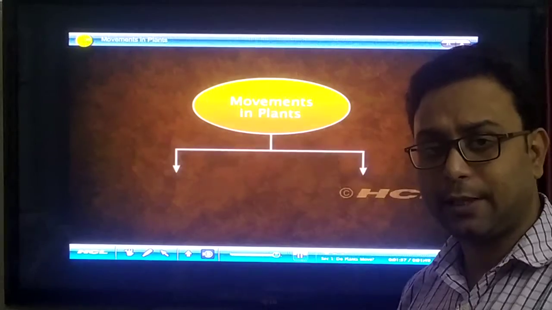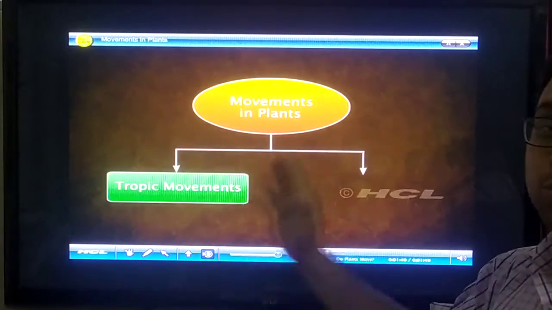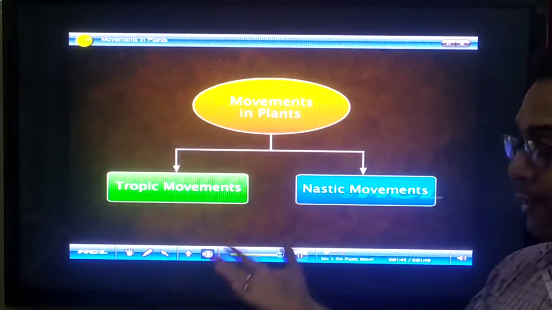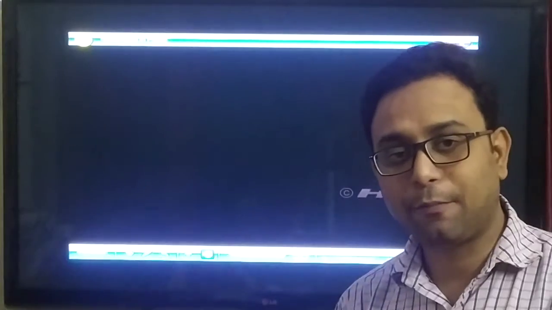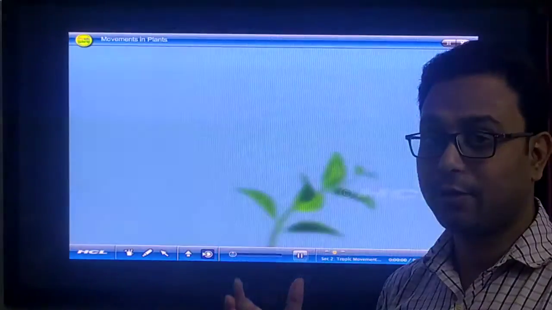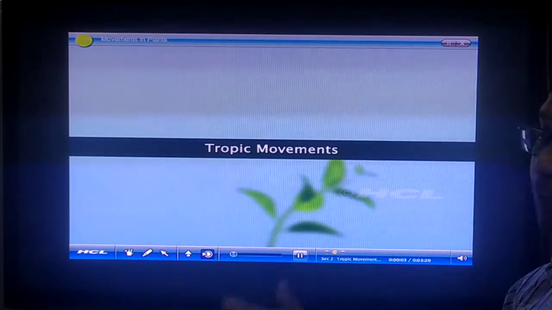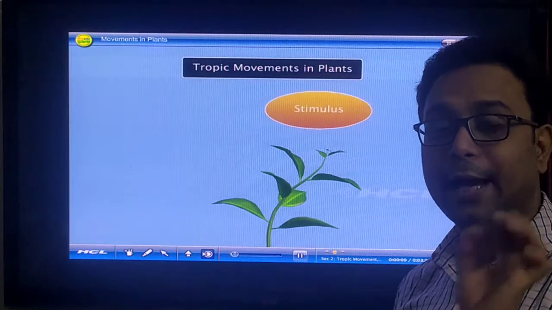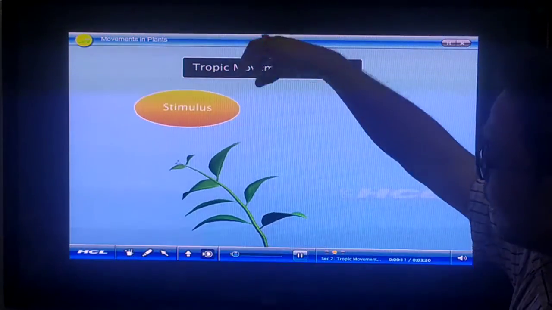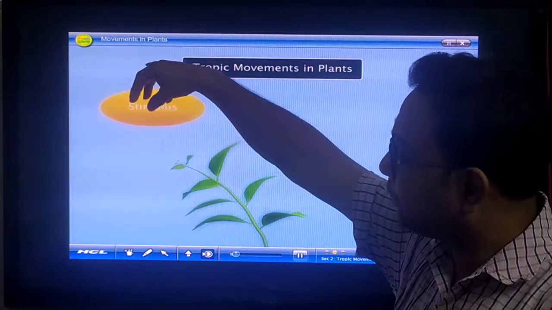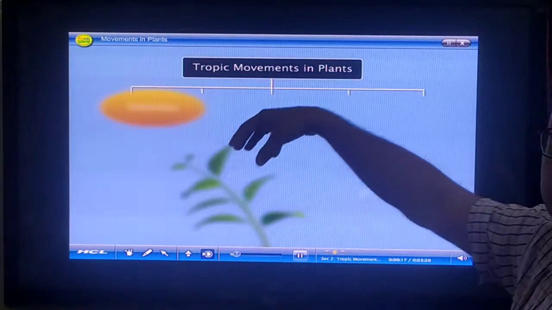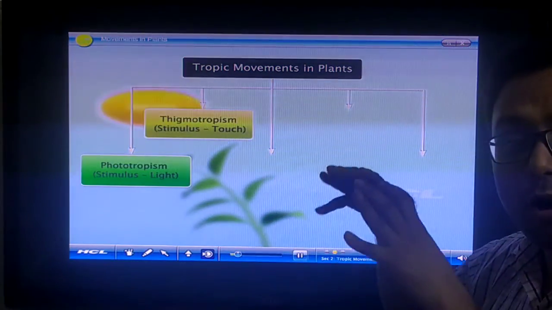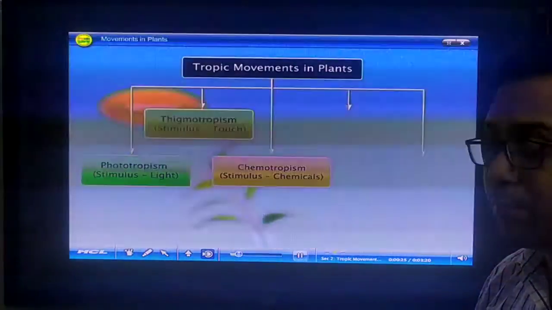If you classify the movement in plants, it is of two types: tropic movement and another one, nastic movement. What is the difference, and what are the different types of tropic movement, we discuss in today's session. Number one, tropic movement. Tropic movement means when the movement is happening in the direction of the stimulus. Here, the sunlight or sun is the stimulus. When your stimulus moves, the plant parts also move, right? So this is directional to the stimulus. It is the tropic movement.